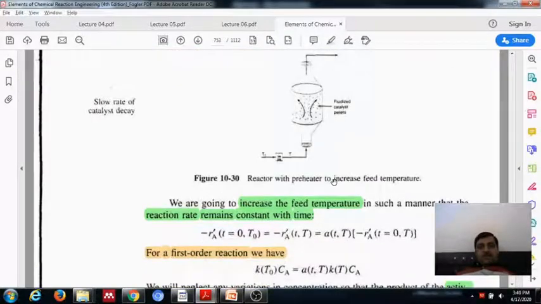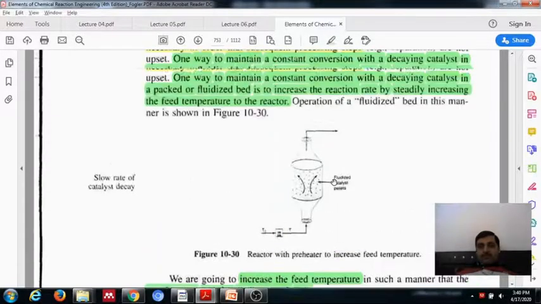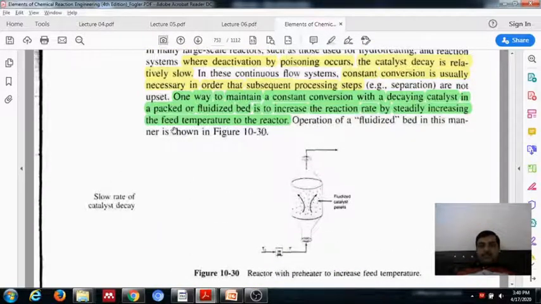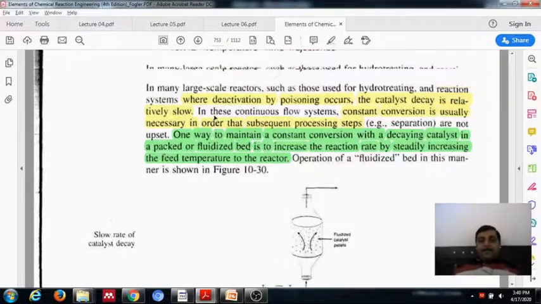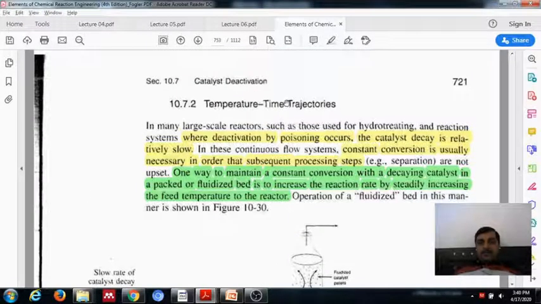So our aim is to develop a relation which will talk about two things: feed temperature of the reactor and the time. That is what we call temperature time trajectory. At what time, what temperature should be increased, or during what time, how the temperature has to move so that there is no change in the output of my reactor.